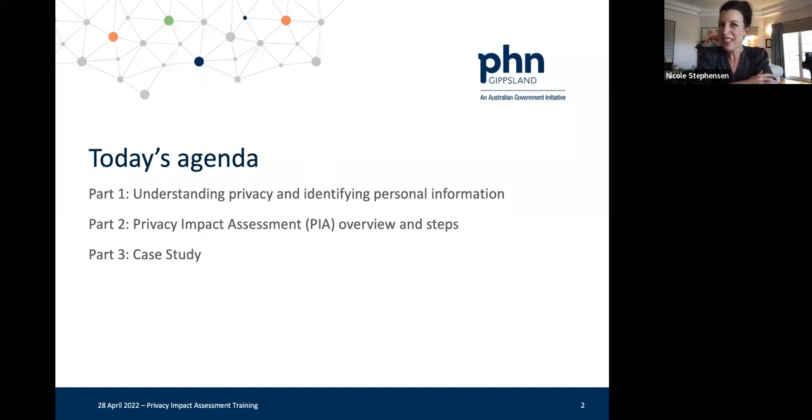So in today's session, we are going to be talking about the assessment of privacy impacts. And it's not as easy as it seems. It's also not useful to talk about assessing privacy impacts before we really understand privacy and how to identify personal information. So that's the first part of today's discussion.